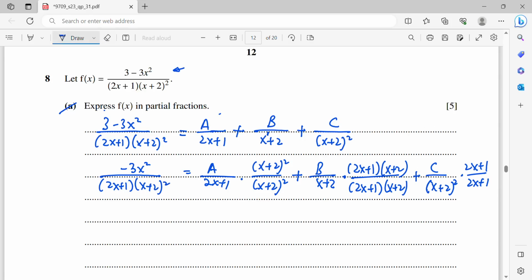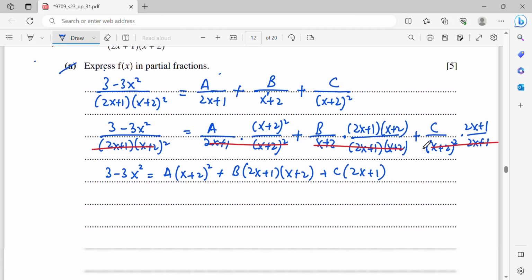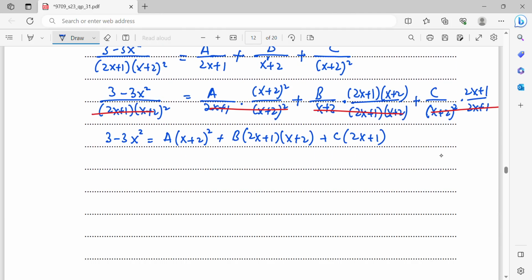So in this step, you will realize that all the denominators are the same. Therefore, we can just cancel off all the denominators and just write down the numerators. So I will get 3 minus 3x squared equals a times (x plus 2) squared, plus b times (2x plus 1)(x plus 2), plus c times (2x plus 1). Okay, so we need to find the three unknowns from this equation.